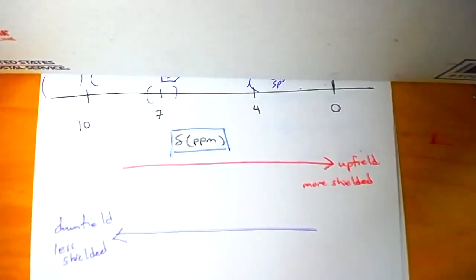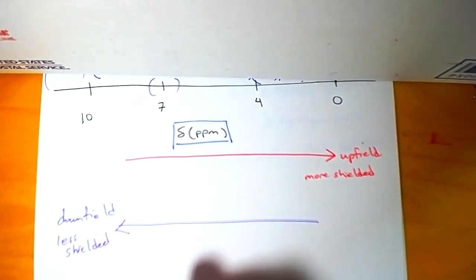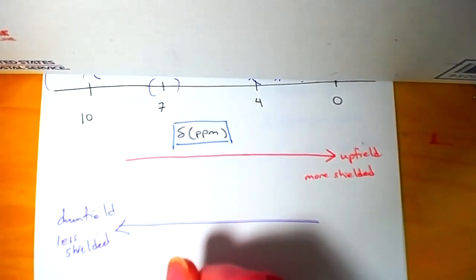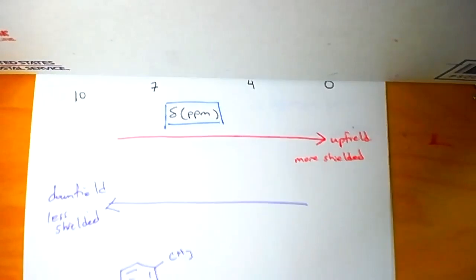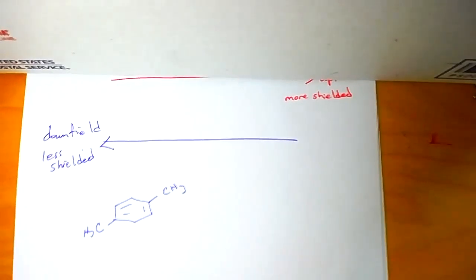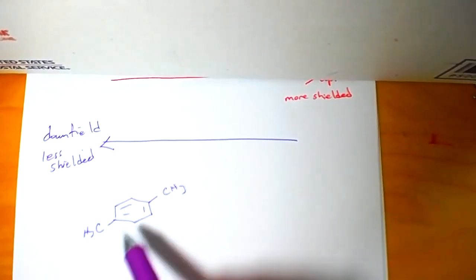Okay, so if we had to guess a little bit as to where you would find some signals, let's just say we had this compound. This is known as paraxylene, so you have a 1,4-dimethylbenzene compound. Okay, so we'll start off.